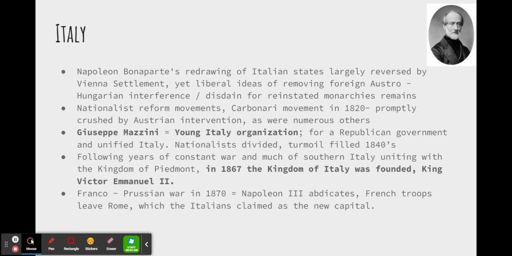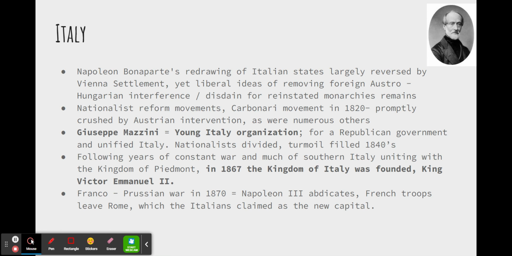He led, of course, the Young Italy organization. He was a radical reformer. He was for a republican government and a generally unified Italy. Now, the nationalists, generally speaking, were very divided. The 1840s was a bad decade for them. There was a ton of war, particularly in 1848.